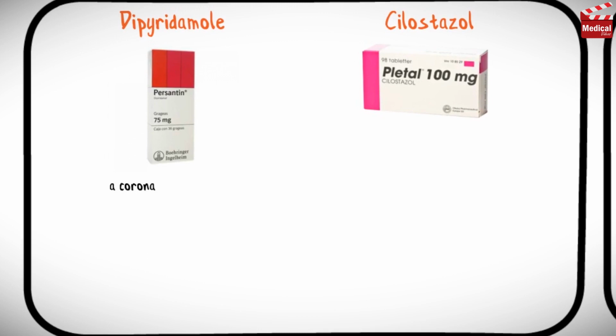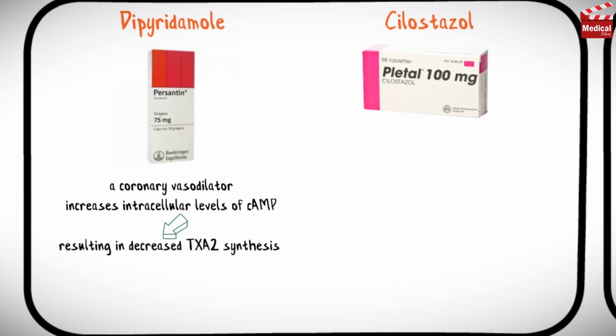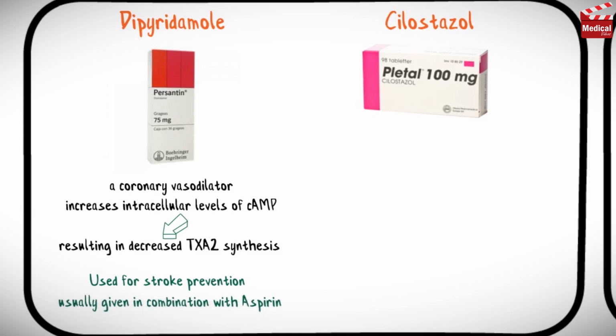Dipyridamole, a coronary vasodilator, increases intracellular levels of cAMP, resulting in decreased thromboxane A2 synthesis. It is used for stroke prevention, and is usually given in combination with aspirin. Cilostazol is an oral antiplatelet agent that also has vasodilating activity.